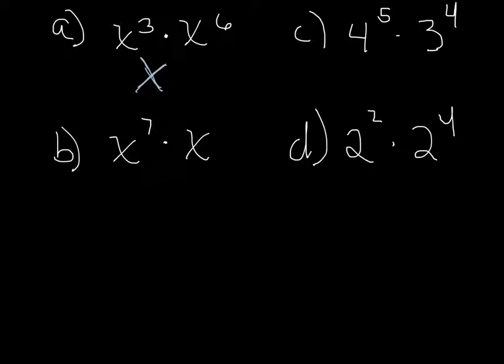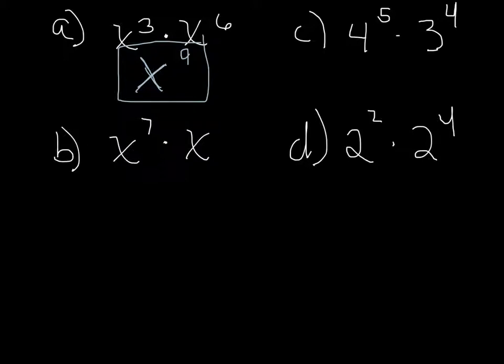Rule 2 says, the second thing to remember is to add the exponents, right? Do not multiply the exponents. So we add the 3 plus the 6 to equal 9. And we didn't multiply our bases. We just brought the base over. So the answer to A is x to the 9th.